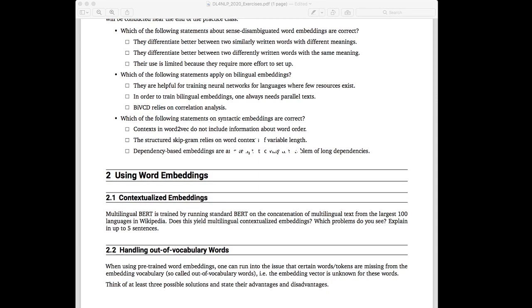We also have the second question for you on contextualized embeddings based on BERT. It is already known that BERT has been trained on the concatenation of hundreds of Wikipedia data. But does this training strategy produce some unexpected outcomes? What problems in the resulting embeddings do you observe? Please explain this in up to 5 sentences.